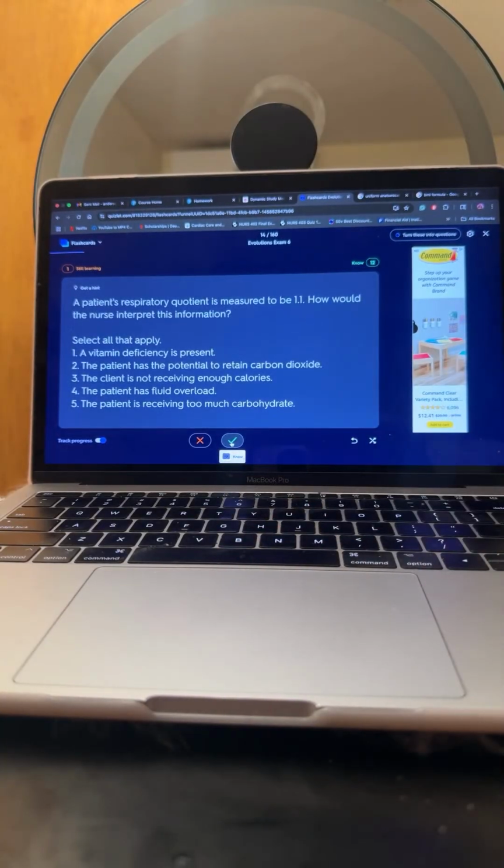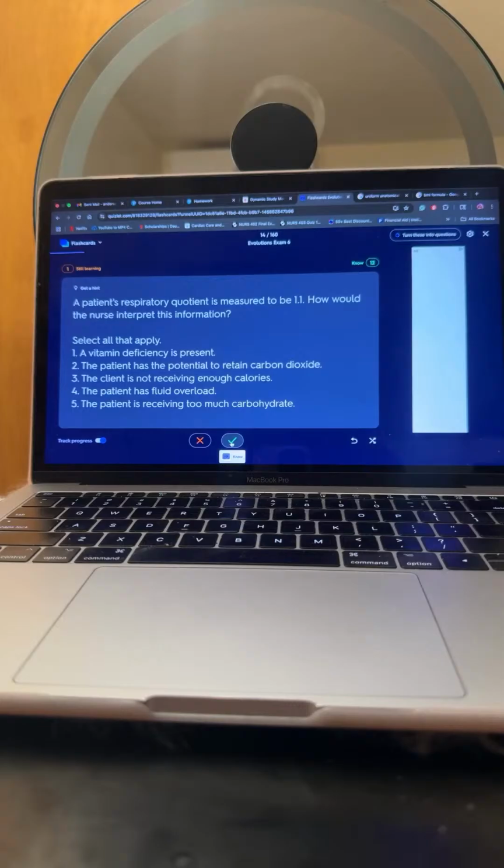Okay, I need water. A patient's respiratory quotient is measured to be 1.1. How would the nurse interpret this information?